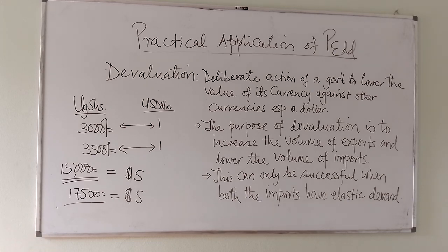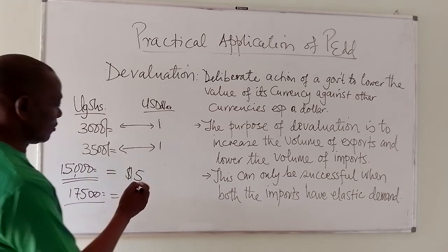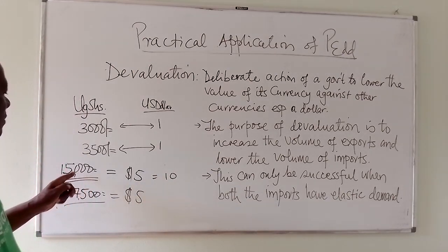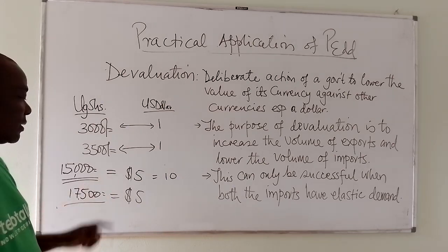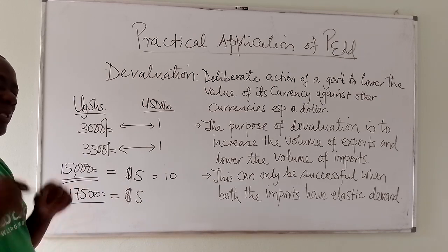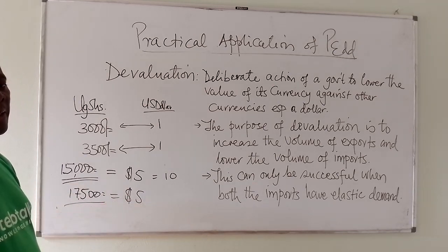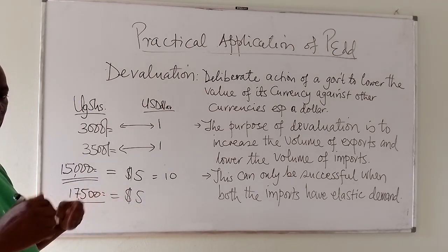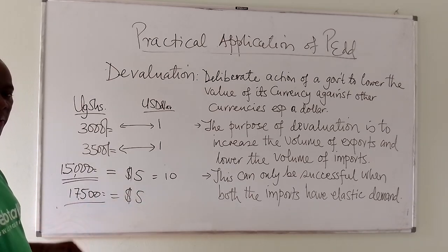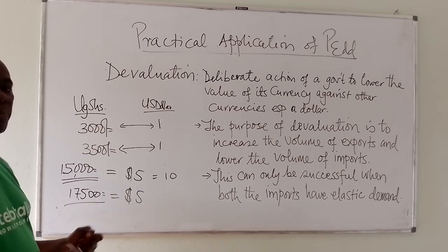So if you have been importing shirts from USA, assuming every month you bring 10 shirts, the 10 shirts means 150,000, which you needed to buy 10 shirts. Now 150,000 cannot buy the 10 shirts. It is going to buy less. And because it is going to be less, the price goes up, and these people will not buy.